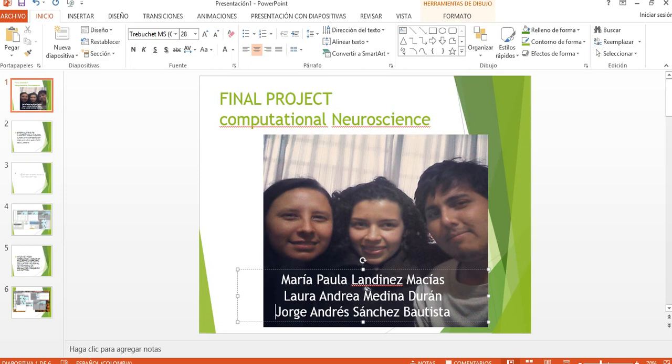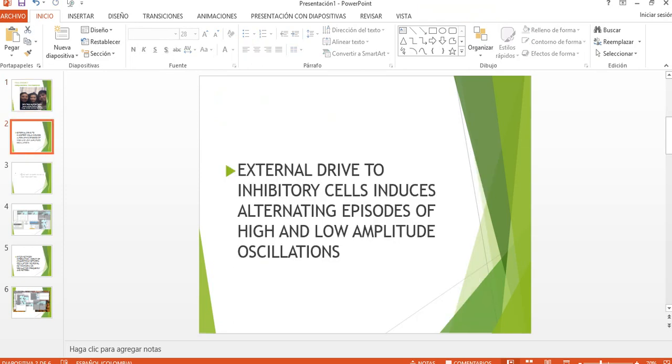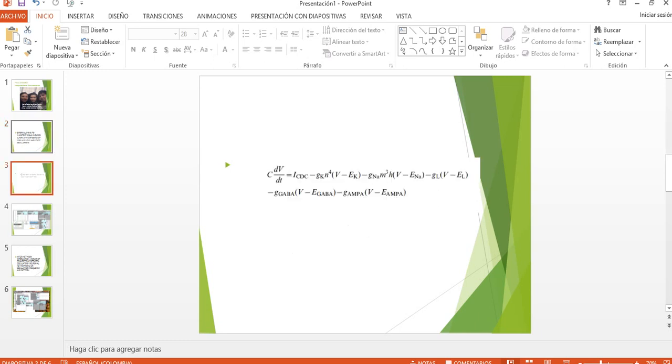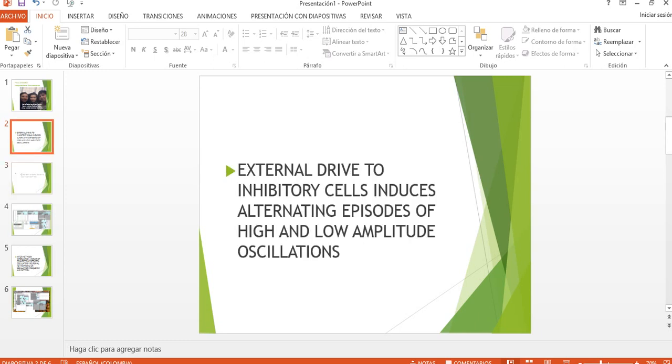Well, the first model is about external drive to inhibitory cells inducing alternating episodes of high and low amplitude oscillations. Oscillations in electrical activity are a characteristic feature of many brain networks and arise as a result of interacting excitatory and inhibitory populations of cells. These oscillations show abnormalities in neurological disorders.